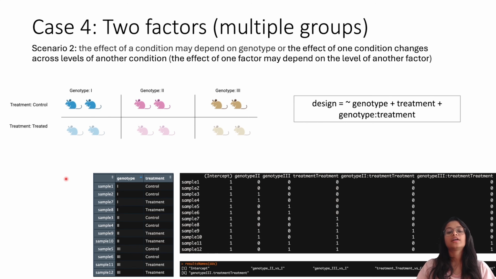Considering another scenario with the same experimental setup, in this case, let's say the question that we are asking is that we want to understand the effect of treatment or condition depending on the genotype, or whether the treatment varies with different genotypes or changes across the genotype. In that case, when we want to study the effect of one factor depending on the level of another factor, we must use interaction terms.